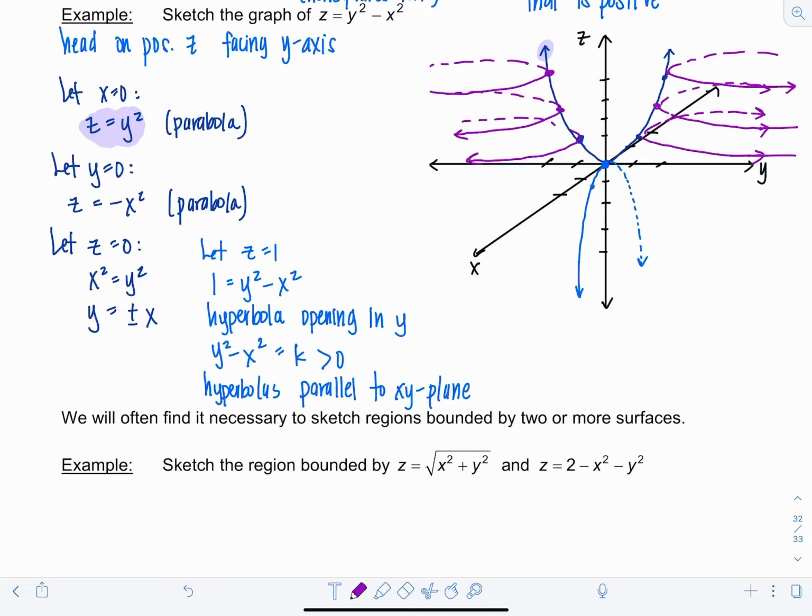Now, what if k is negative? So say I let z equal -1. So if y squared minus x squared equals k, which is negative, like y squared minus x squared equals -1, then I'd get x squared minus y squared equals +1. So that's a hyperbola opening in x. So now as I move down the z-axis, I get hyperbolas that are coming towards us in the x direction and away from us in the negative x direction. And that's going to be difficult to draw. So I'm just going to do one.